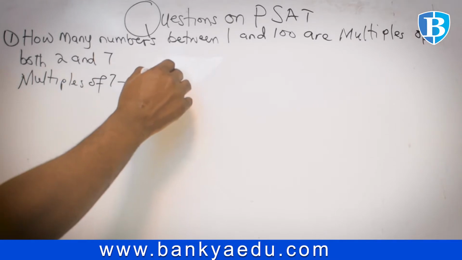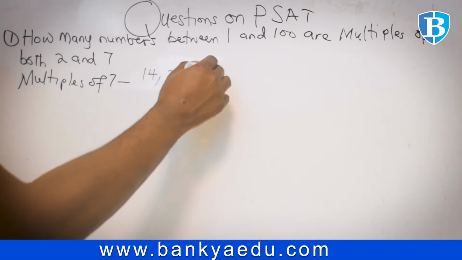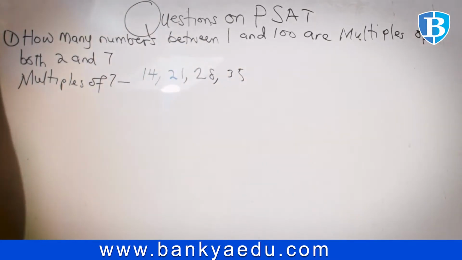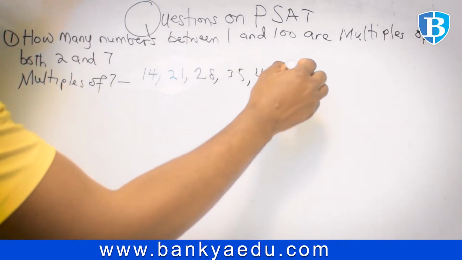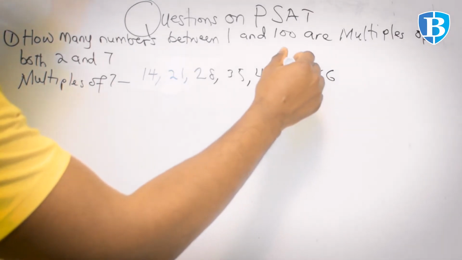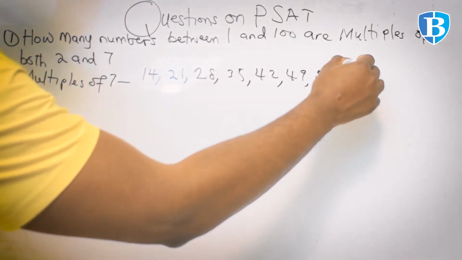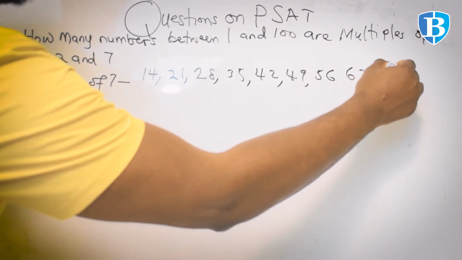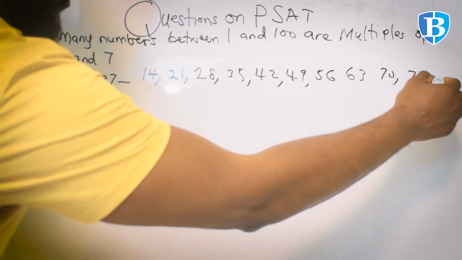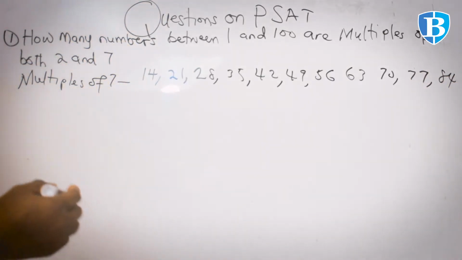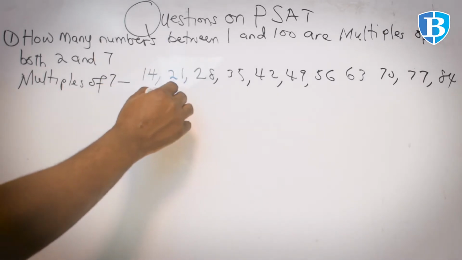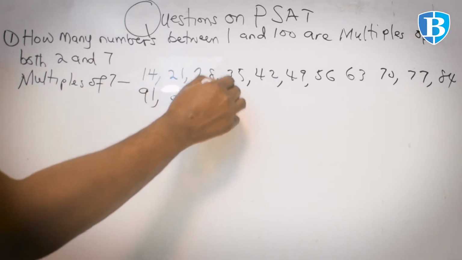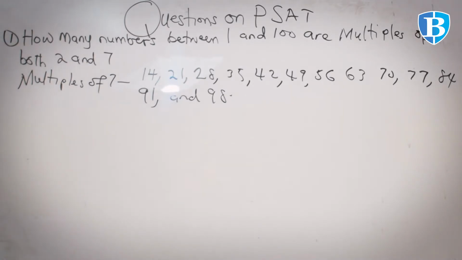14, 21, 28, 35, 42, 49, 56, 63, 70, 77, 84, 91, and 98. Very good. So after getting the multiples of 7, the next thing you need to do is what?